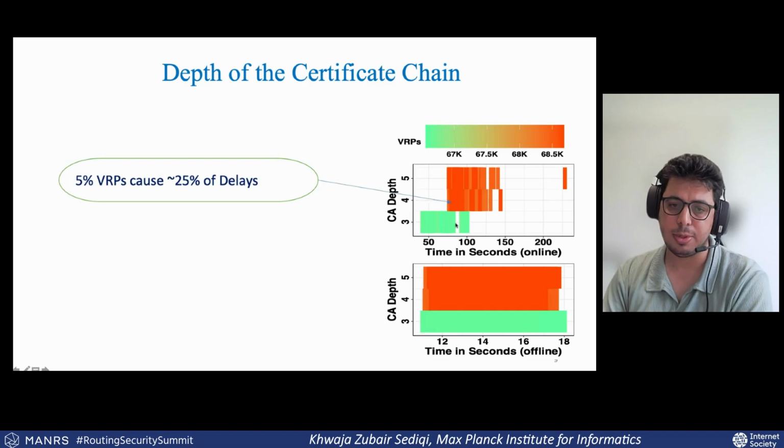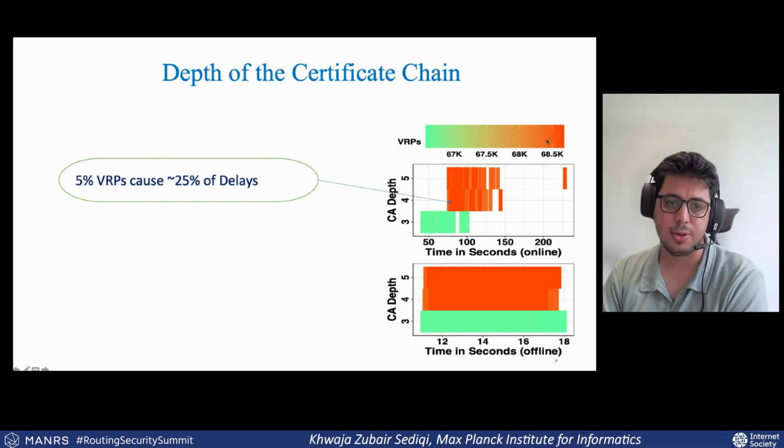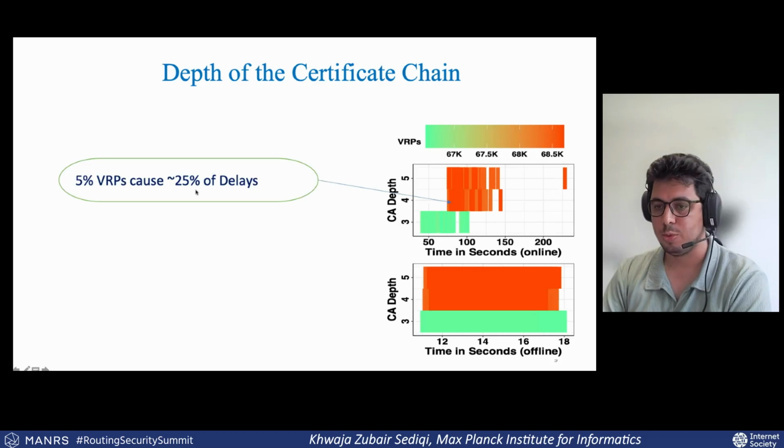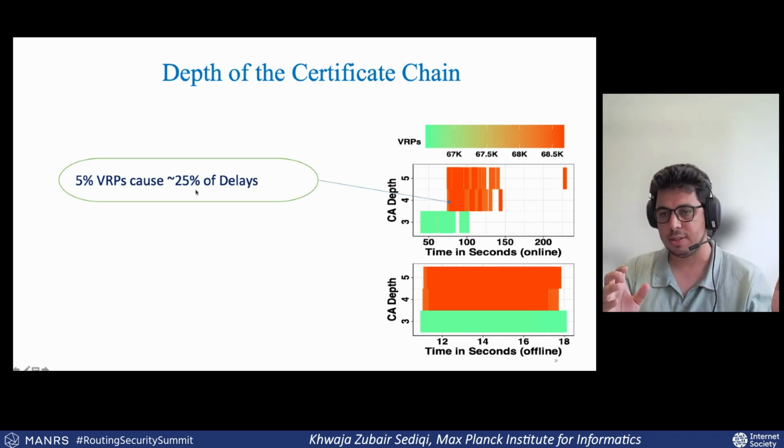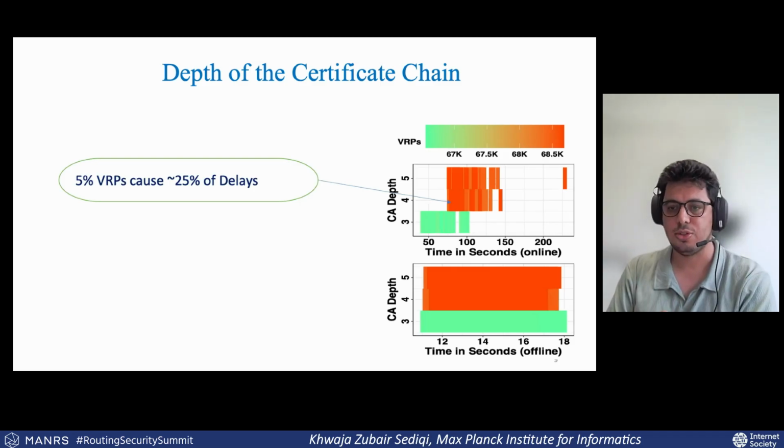For the depth of certificate, there are, for example, 5% of VRPs, which is like 2,000 or something. This is a particular case of ARIN that we observe. They contribute to a 25% delay for that particular tool. So there's a small chunk of VRPs hosted somewhere in the certificate chain. If you fetch them, it adds like 5%, but it has a 25 to 30% delay.